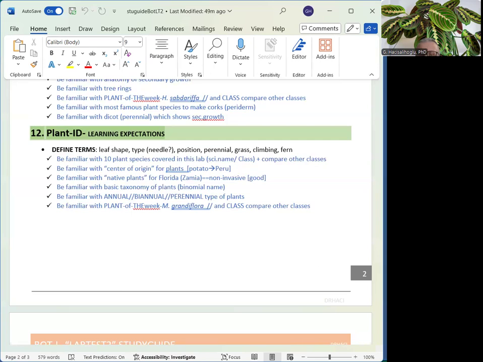2313 plant anatomy and development lab, which is basically in this module there are lab 7, 8, 9, 10, 11, and 12.